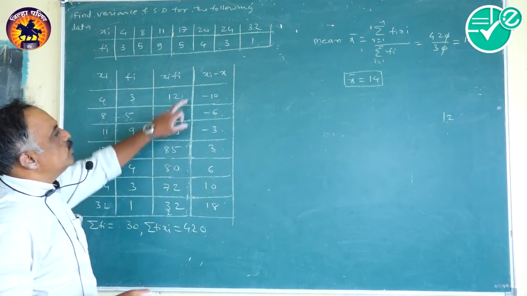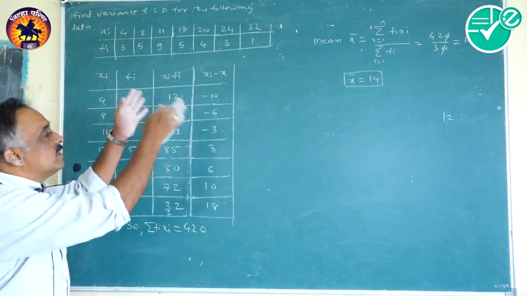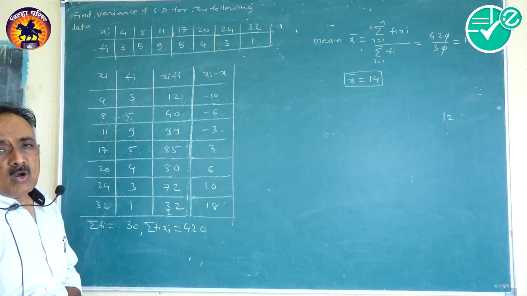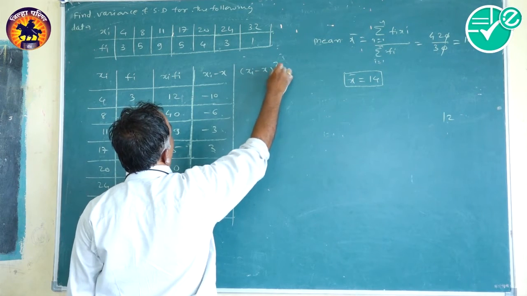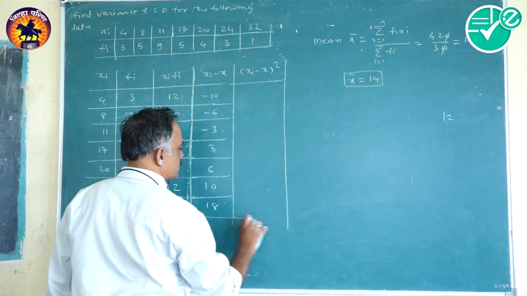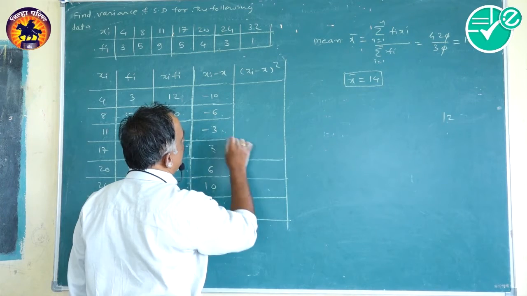Okay. To remove these negative signs in the mean deviations, we had taken the absolute values, that is a modulus. But here we are going to square it: xi minus x bar whole bracket square.